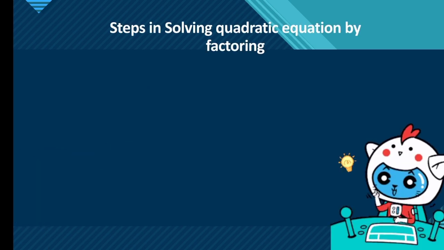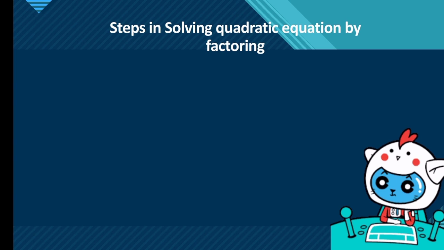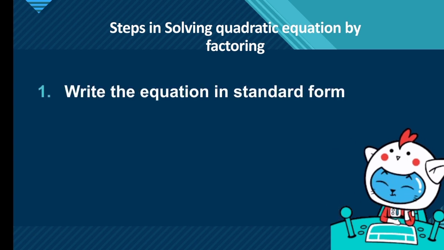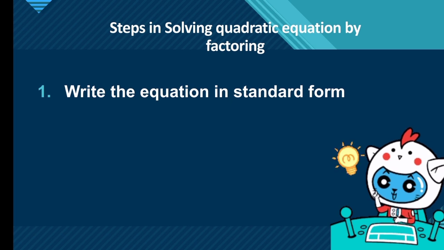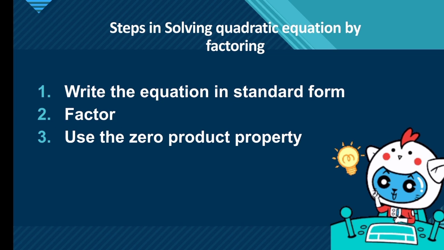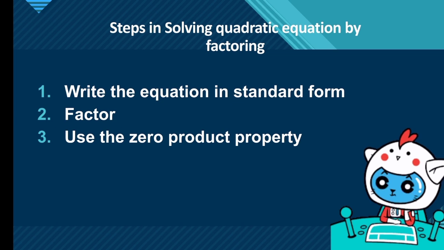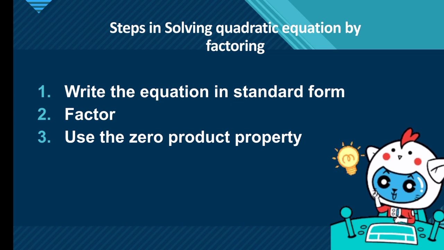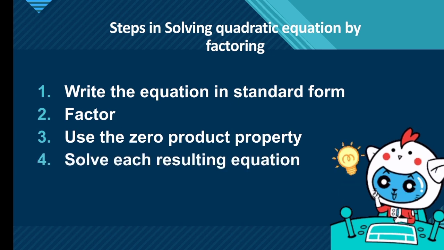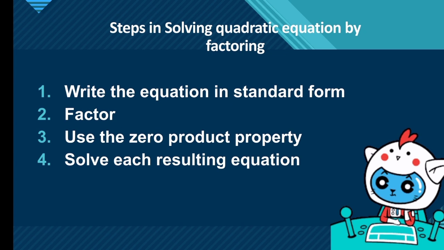Steps in solving a quadratic equation by factoring. First, write the equation in standard form. Second, factor. Third, use the zero product property. Fourth, solve each resulting equation. Then check.